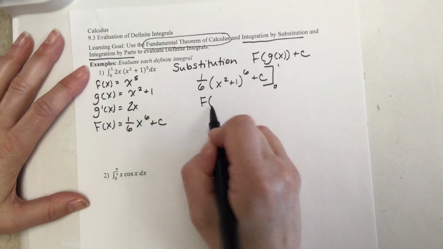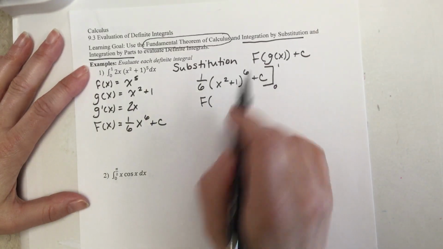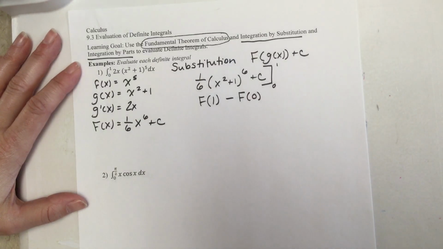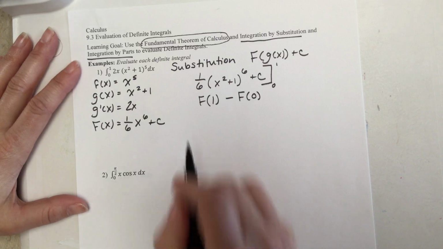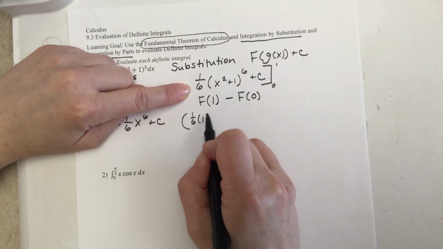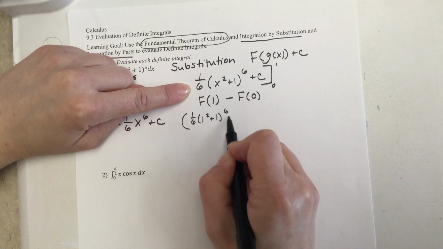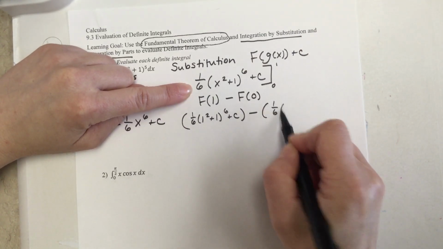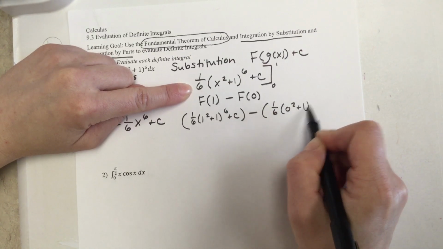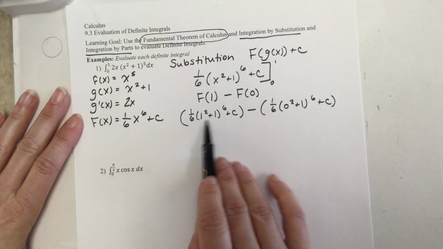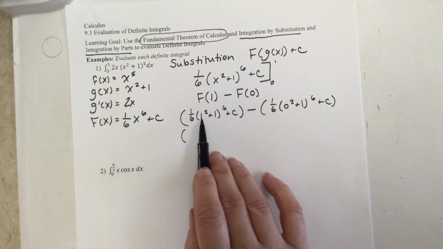So remember, you take this function, your antiderivative, you fill in a 1, find out the value, fill in a 0, find out the value, subtract them. So if I fill in a 1, I would have 1/6 times 1 squared plus 1 to the power of 6 plus c, minus, if I fill in a 0, 1/6 times 0 squared plus 1 to the power of 6 plus c. So order of operations, you always go in the parentheses first.